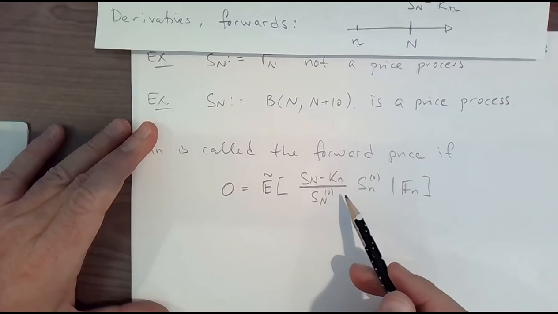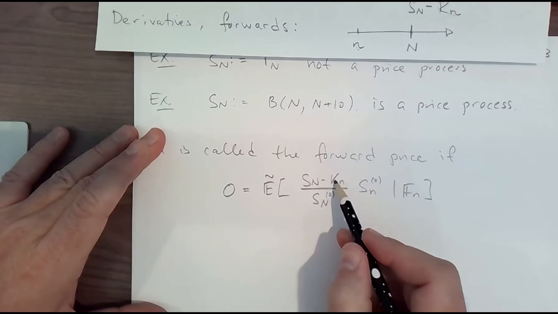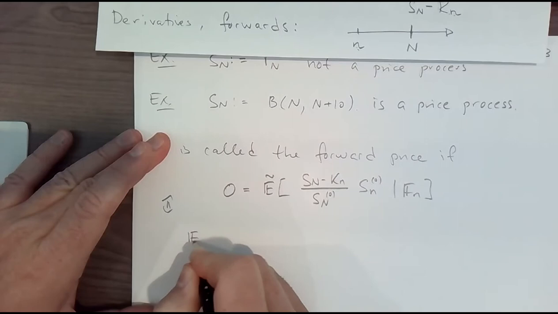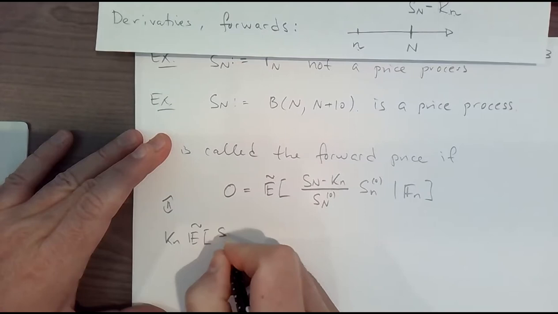And of course, we can solve for it. What can we do? We can move the K_n to the other side. So if I move the K_n to the other side, I will have K_n outside. Then I'll have S_n^0 divided by S_N^0, given F_n.